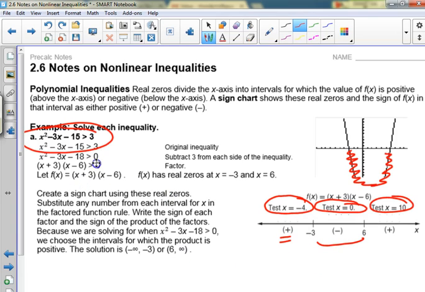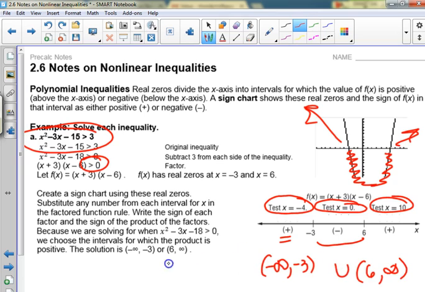Now this particular question said, where is it greater than 0? So it was greater than 0 this way and this way. And we're writing in terms of x. So we say below -3 and above 6. Now it said only greater than, so we didn't have to worry about square brackets or anything.